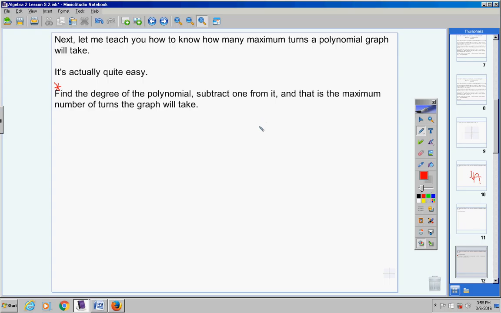So for example, while you're copying this down, just listen to me. Let's say we had an 8th degree polynomial function. We'll subtract 1 from that, and you'll get 7. Now, are you listening? Listen carefully. That does not mean the graph will take 7 turns. That's not what it means. It means it will have a maximum of 7 turns. In other words, it might have 1 turn, or 2, or 3, or 4, or 5, or 6, or 7, but it will not go above 7.